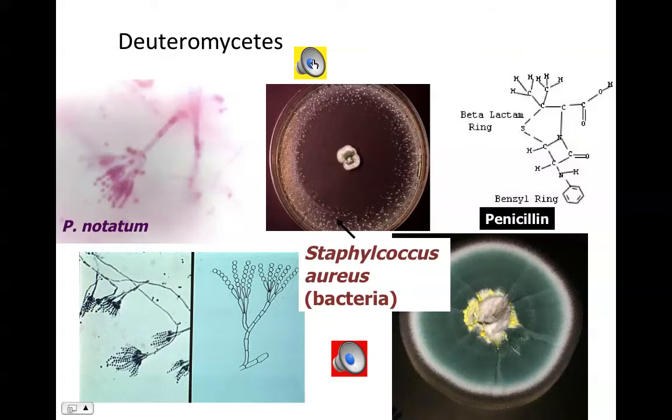Another genus in the phylum Deuteromycetes that's of clinical and industrial or manufacturing importance is the genus Penicillium. In the 1920s, Alexander Fleming discovered penicillin being produced by Penicillium notatum. Now, it was not a tremendous producer of this antibiotic, and in fact, a worldwide search was undertaken to discover different species or strains of Penicillium that produced even more penicillin than the original.